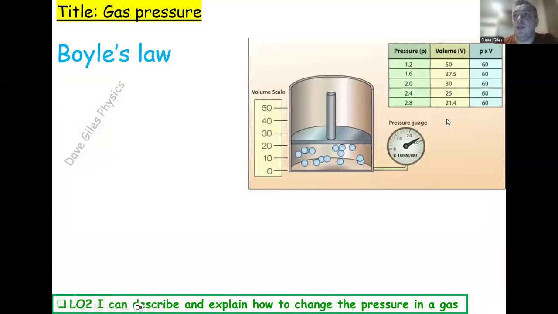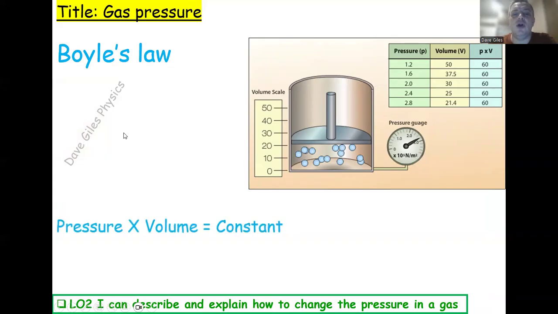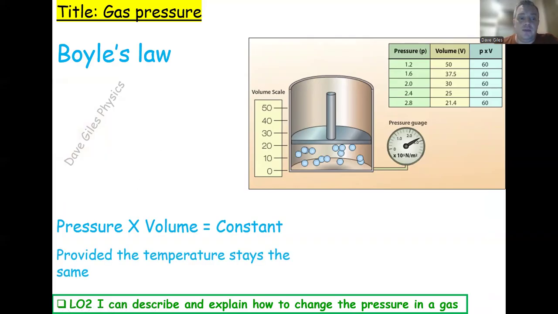So this leads to Boyle's law, which states that pressure times volume is a constant. Here's a little caveat to that, which is that provided the temperature stays the same. So provided temperature stays the same, pressure times volume is a constant. And here it's 60. I haven't given it units because I don't know what pressure or volume units I'm using here.